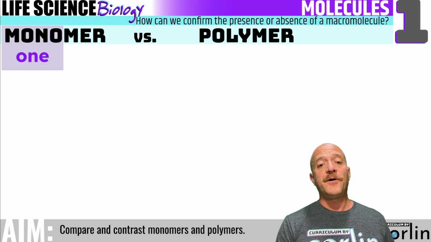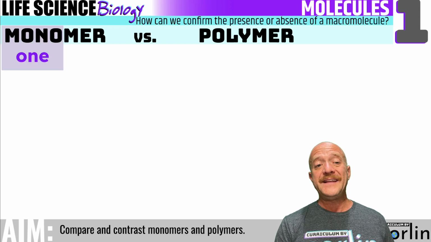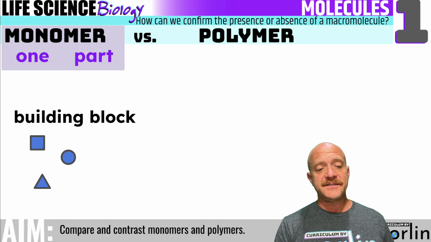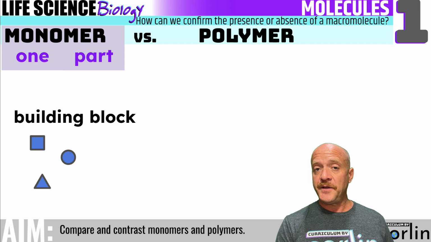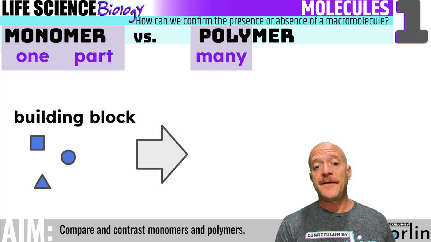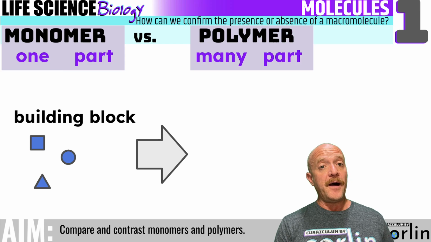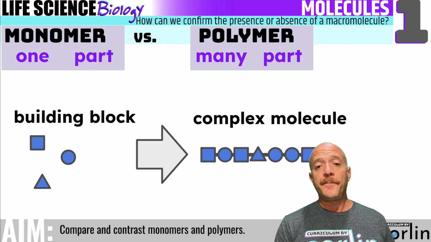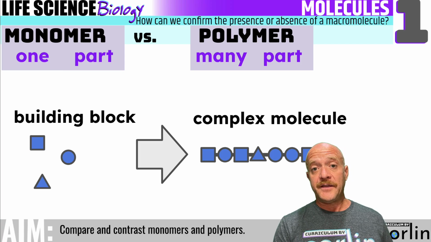Now, monomer versus polymer. Mono means one, and mer means part. So monomers are also considered building blocks. So this is very simplified. I'm showing you with shapes. We can take our building blocks and convert them into polymers. And polymers consist of many parts. So polymers are also known as complex molecules.